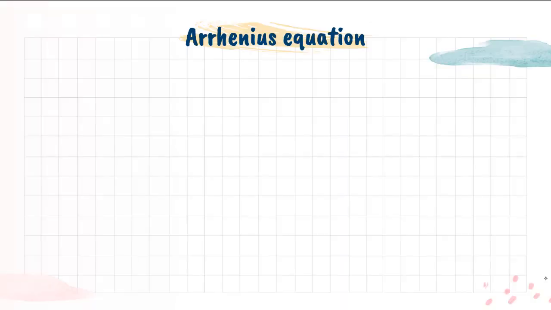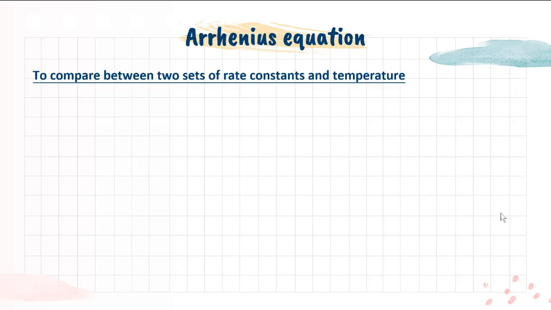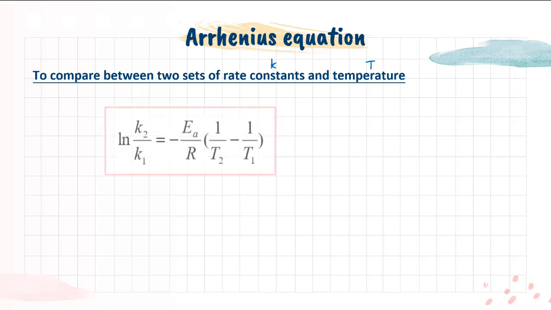Alright, so another use for the Arrhenius equation is when we want to compare between two sets of rate constant and temperature. That means you have two values for rate constant and two values for temperature. Then we can use this formula: ln K2 over K1. This K refers to our rate constant. So you have two values for rate constant, and it equals negative Ea over R.